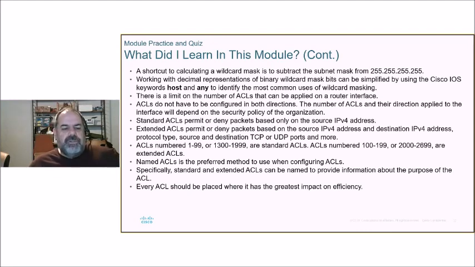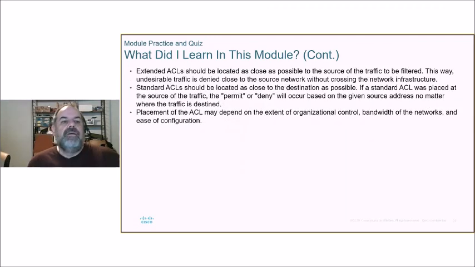Every ACL should be placed where it has the greatest impact on efficiency. An extended ACL should be located as close as possible to the source of the traffic to be filtered. This way, undesirable traffic is denied close to the source without crossing the network infrastructure. A standard ACL should be located as close to the destination as possible. If a standard ACL was placed at the source of the traffic, the permit or deny would occur based on the given source address, no matter where the traffic is destined. Placement of the ACL may depend on the extent of organizational control, bandwidth of networks, and ease of configuration.